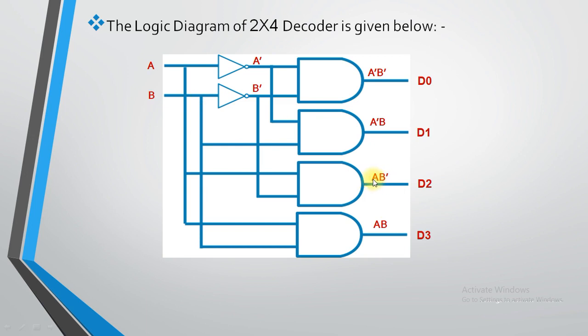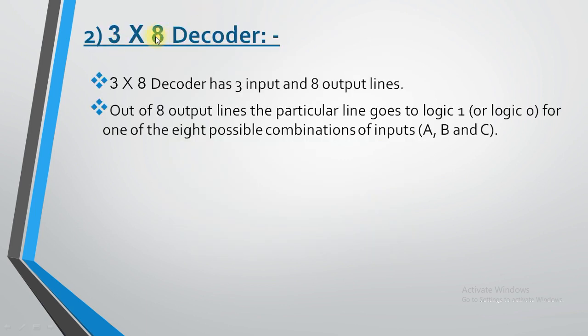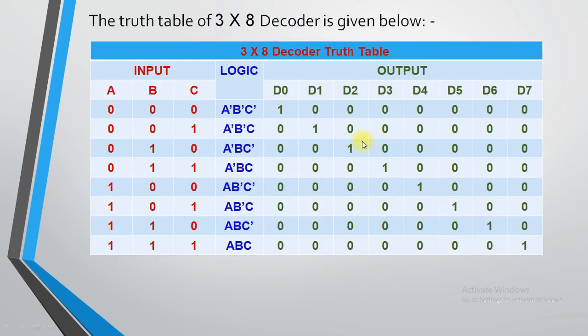Our next requirement is AB dash. To represent AB dash, we need to take a cable from variable A, and B dash can be taken after the inverter. The last value is AB, so that value can be directly taken from variable A and from variable B. This is the representation of the 2 by 4 decoder. A 3 by 8 decoder has 3 input lines and 8 output lines, and at a time one output line is activated in this way.